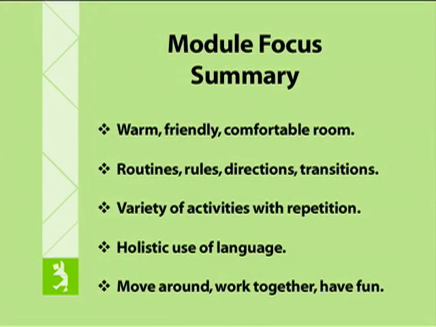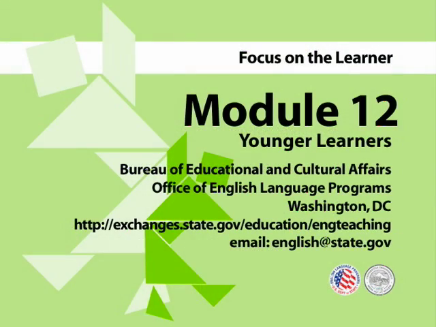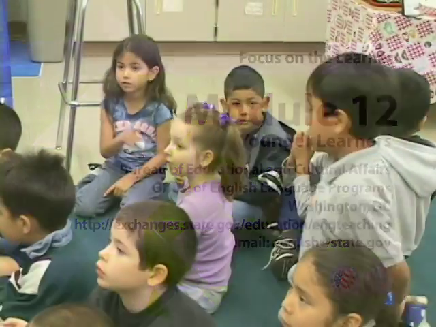Module Focus, Summary. The focus in Module 12 has been on younger learners. Some important points in teaching younger learners are a warm, friendly, and comfortable classroom, clear and simple routines, rules, directions, and transitions, a variety of activities and types of participation with much repetition, holistic use of language, opportunities to physically move around, to work together, and to have fun. In the final song, notice another technique, the use of gestures with the song. Notice also how the teacher keeps her gestures small as a model for the children. See the manual for readings and more information on this and other topics about younger learners.